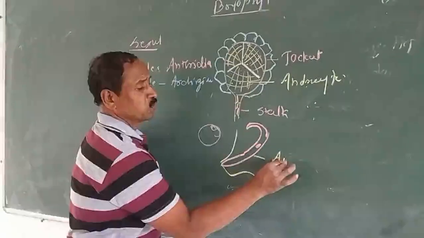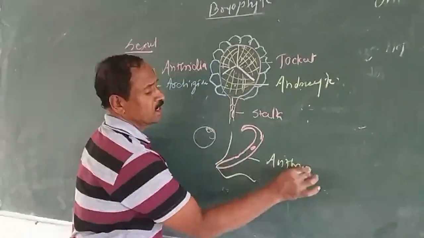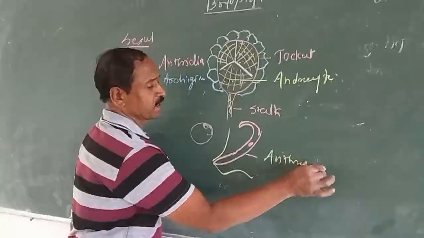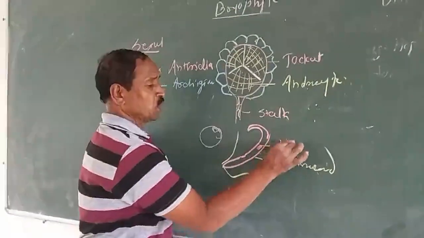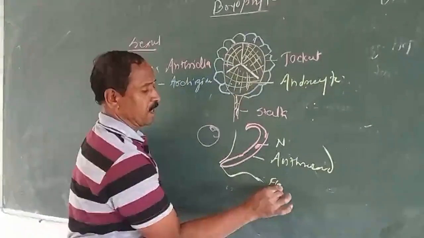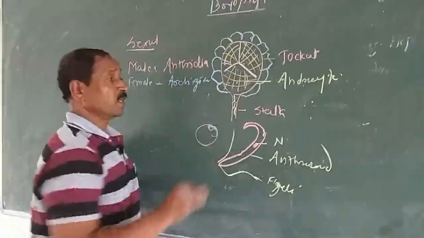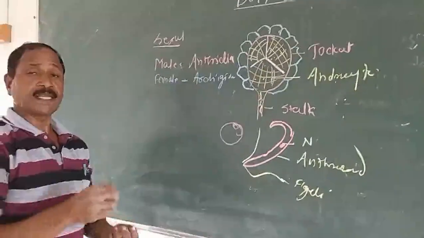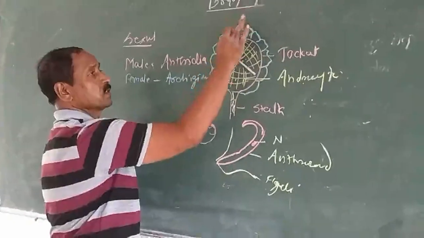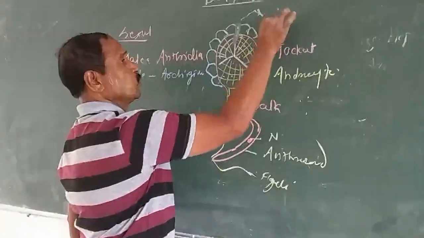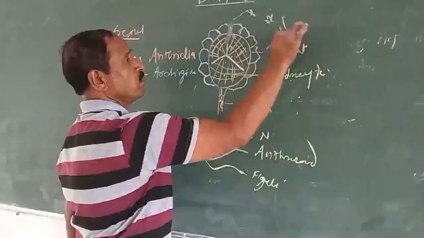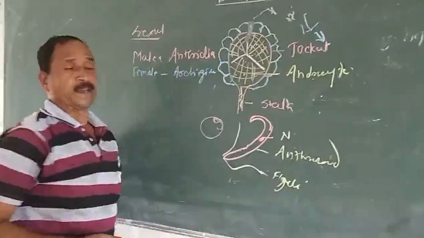Here the anthrozoid is the male gamete of Riccia. It shows a nucleus and flagella. So when there is a crack in this antheridium, many anthrozoids are released from the antheridium.